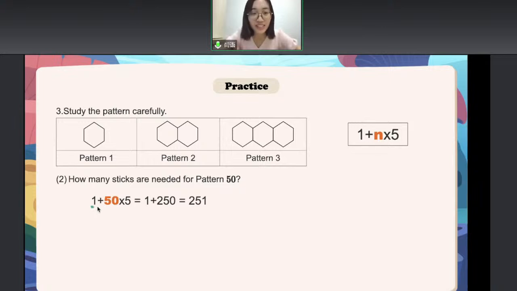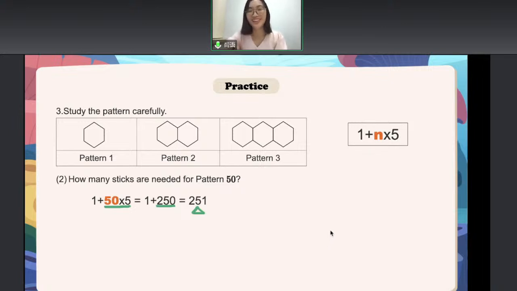Okay, can we just calculate 1 plus 50 first? No. Okay, be careful, cannot. Why? Because when there is multiplication and addition at the same time, you need to start from the multiplication part. That is 50 times 5, and then you need to add 1. So you get 250, then you plus 1. The final answer should be 251. Okay, pay attention to the order of calculation.